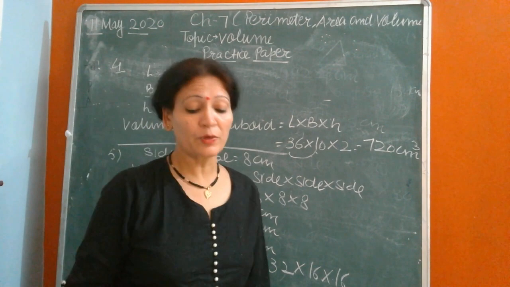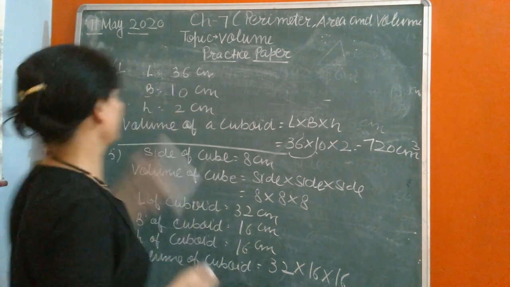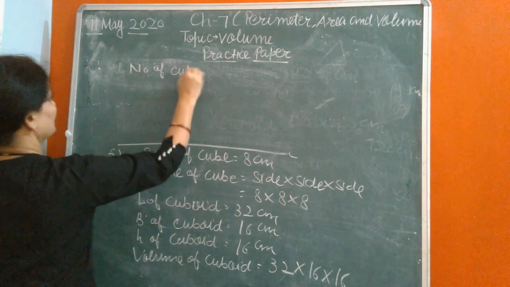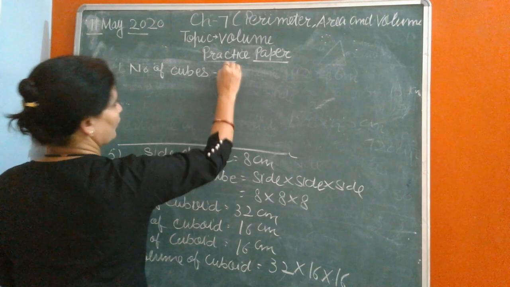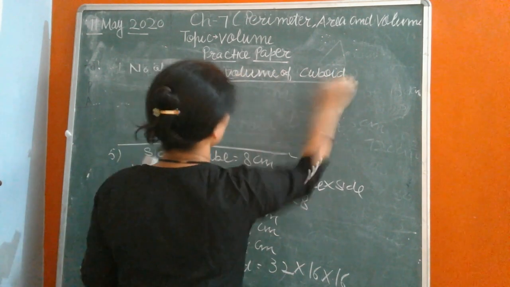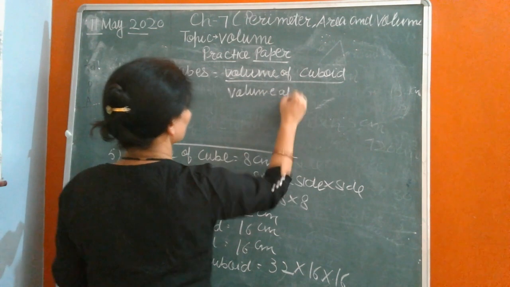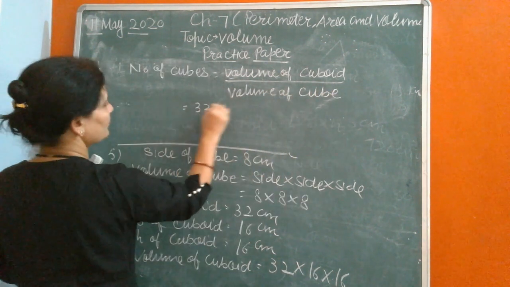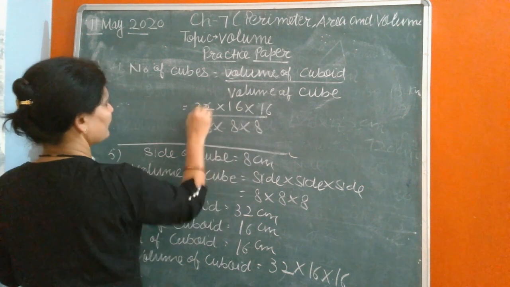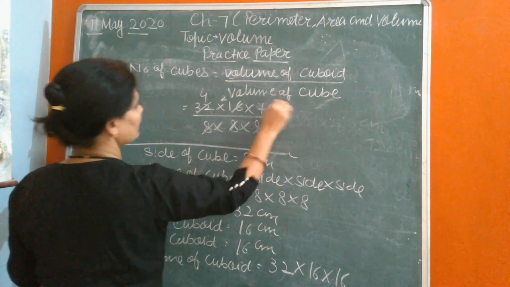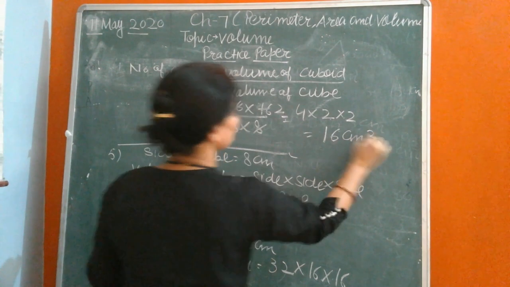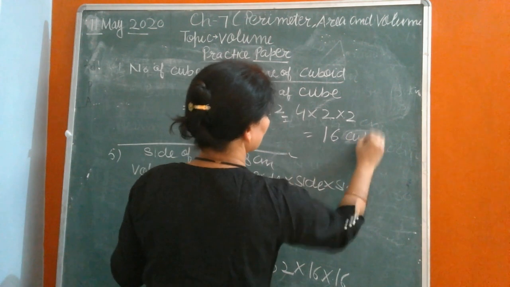Now, the number of cubes of edge 8, how many cubes will we get? Number of cubes equals volume of cuboid upon volume of cube. That is 32 multiplied by 16 multiplied by 16 upon 8 multiplied by 8 multiplied by 8. 8 into 4 is 32, 8 into 2 is 16, 8 into 2 is 16. 4 into 2 into 2 equals 16. 16 cubes is the answer.